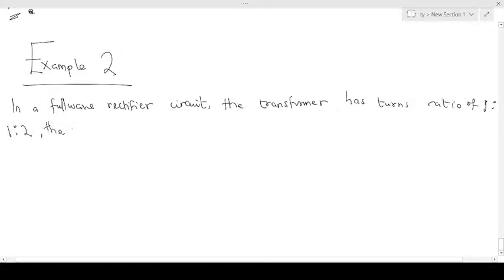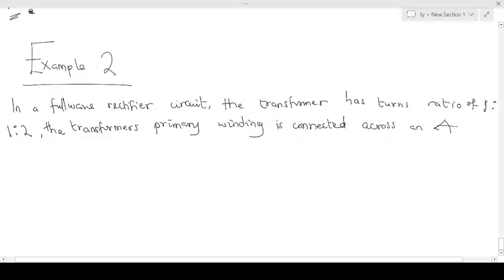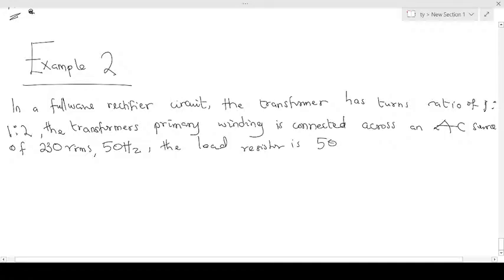The transformer's primary winding is connected across an AC source of 230 volts root mean square, 50 hertz. The load resistor is 50 ohms.